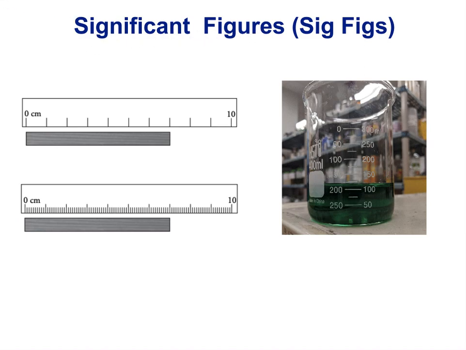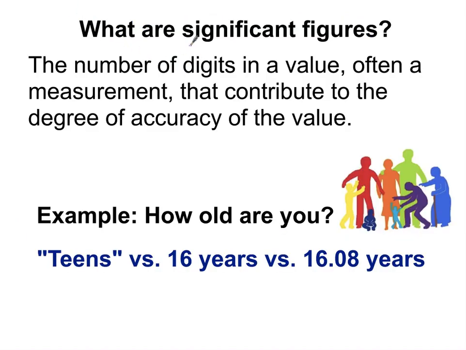And you might be wondering, what is a significant figure? These are also referred to as significant digits, but sig figs sounds cooler than sig digs, so that's why we call them that. But what are they? This is the number of digits in a value, often a measurement, that contribute to the degree of accuracy of the value. So what on earth does that mean?